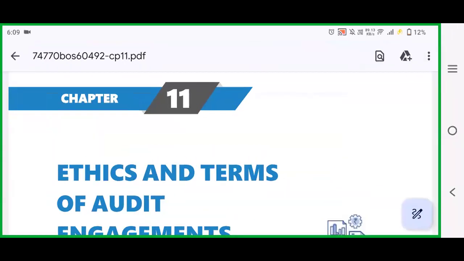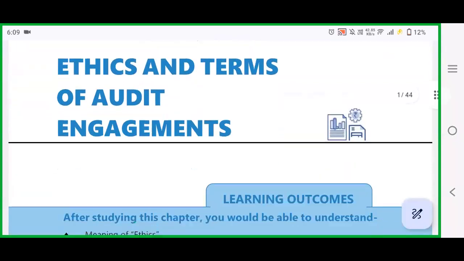All right, we'll start with this chapter, chapter number 11, ethics and terms of audit engagements.